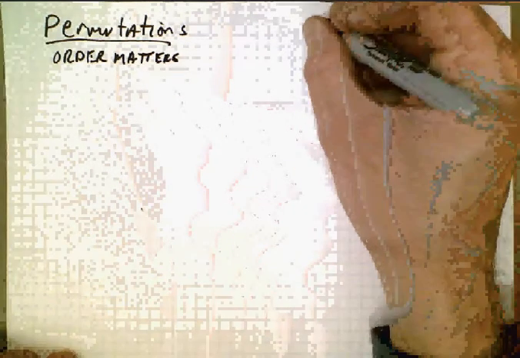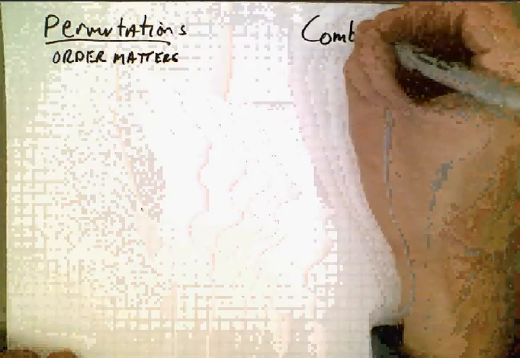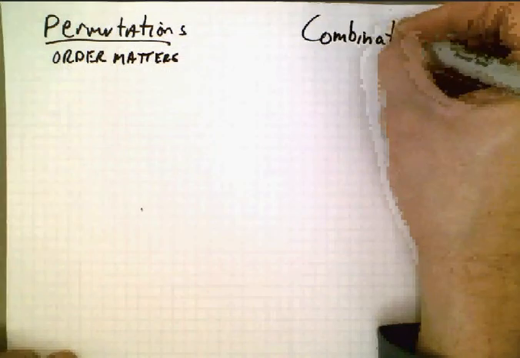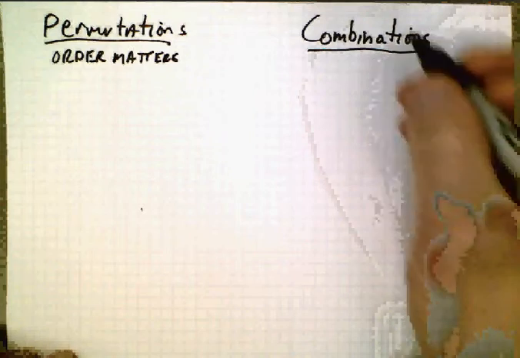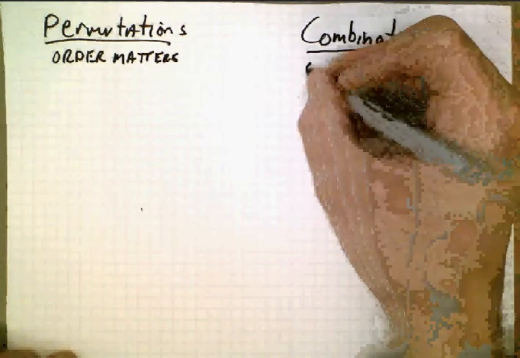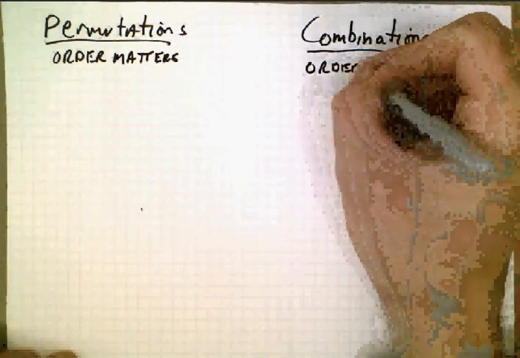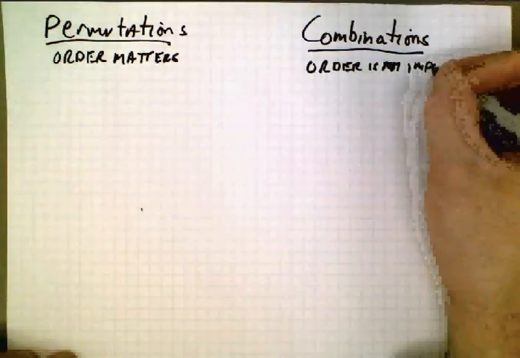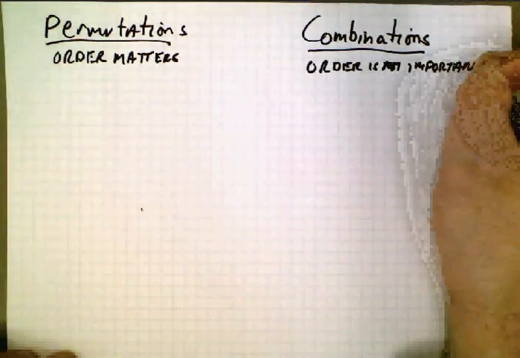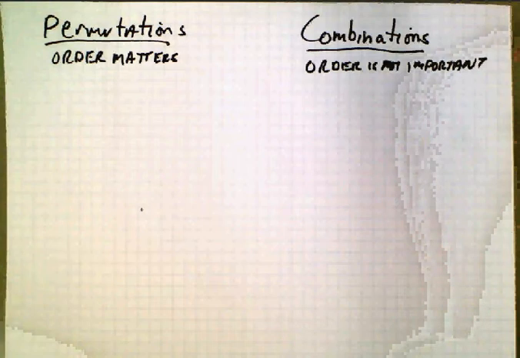Now, today we're going to take a look at combinations, and particularly see if we can determine the difference between the two. And the big difference is that for combinations, order is not important. And what does that mean? Well, let me just go through some examples here.